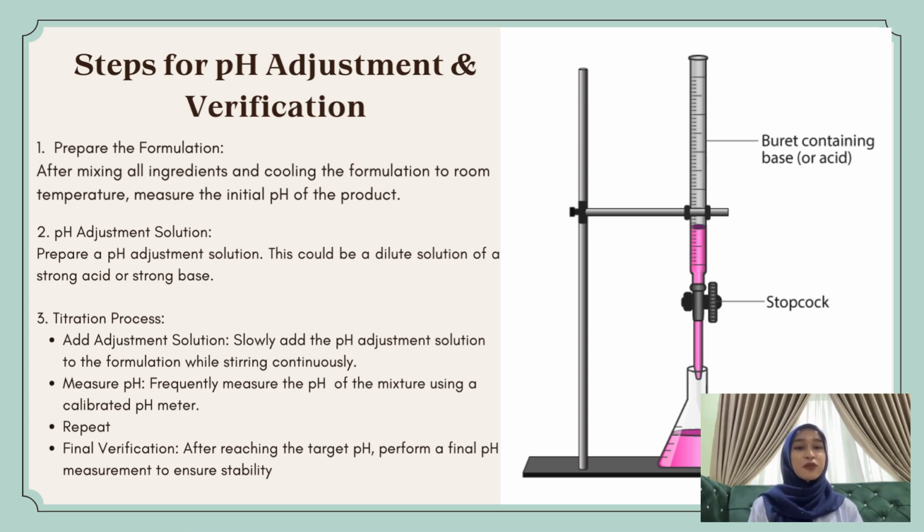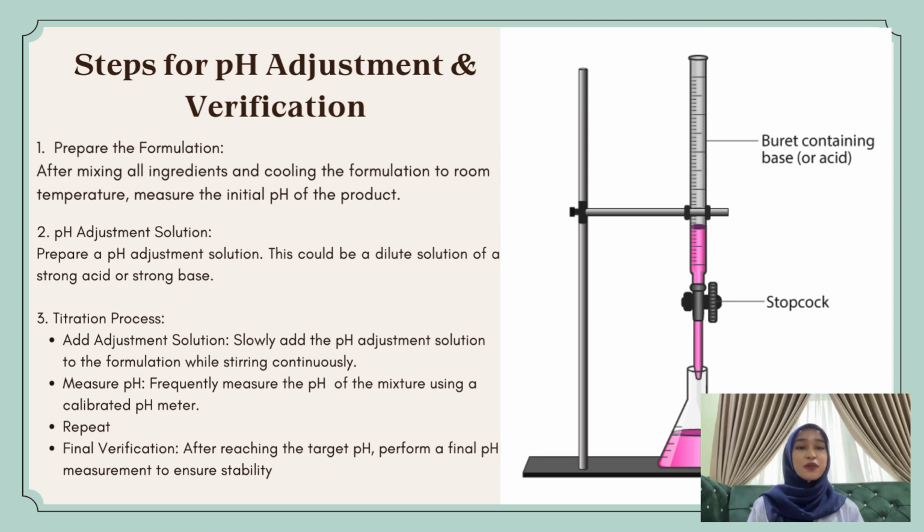First, prepare the formulation. After mixing all the ingredients and cooling the formulation to room temperature, measure the initial pH of the product. Second, pH adjustment solution. Prepare a pH adjustment solution. This could be a dilute solution of strong acid and strong base.